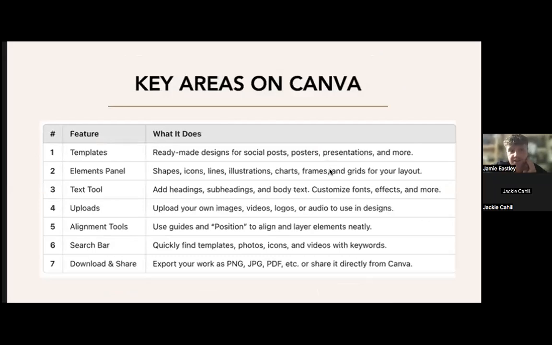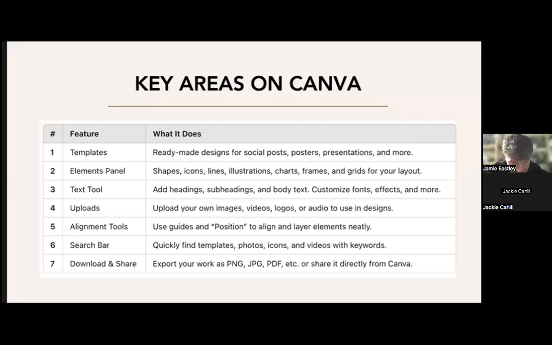Then I just have here, if you wanted to look back on the presentation, the key areas on Canva that you need to know about if you're new to Canva. Everything's on the left hand side of your screen when you're designing. So the first one, templates. That's the ready-made designs, social ones that I talked about, Pro, and then the ones that are on the free version as well. Then the next one is the Elements panel, which I also went through in one of the videos, which has the icons, shapes, lines, illustrations, tables, anything that you need on your design.